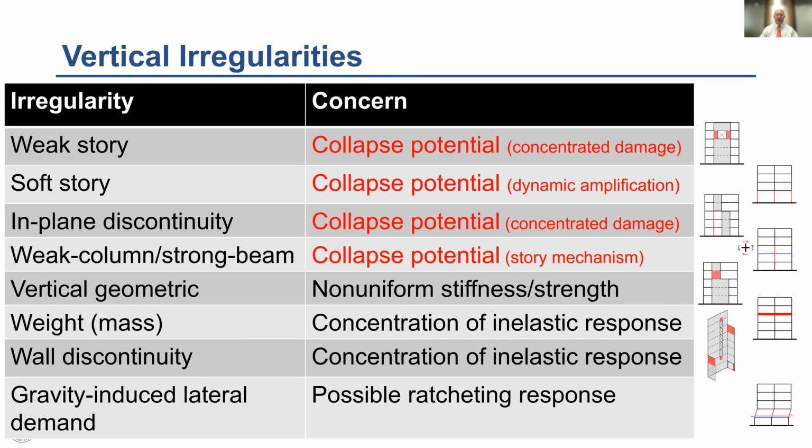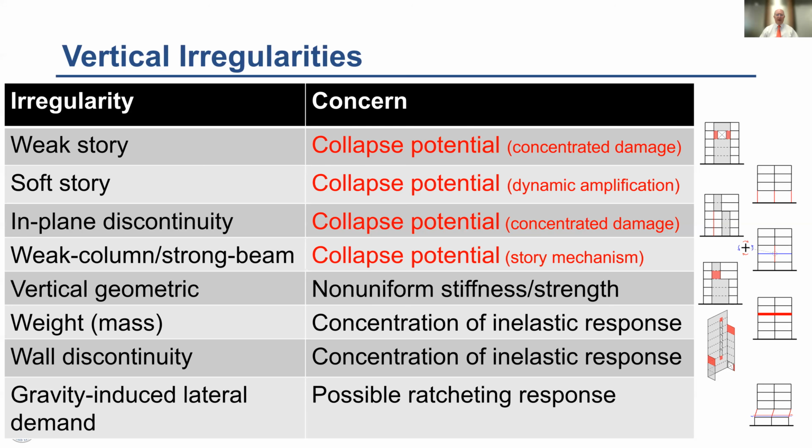And so we could have a weak story. With respect to the stories above it and below it, that story has a much reduced strength. And we could get concentrated damage in that weak story, and that could lead to collapse, as it has in many earthquakes in the past. A soft story irregularity is not a question of how much strength there is, it's a stiffness issue. And the softer or more flexible story can deform more, especially under dynamic loading, and that could produce collapse.